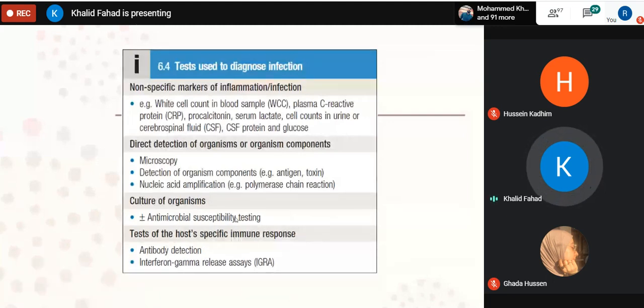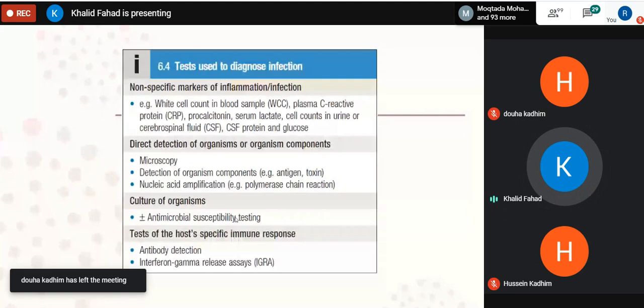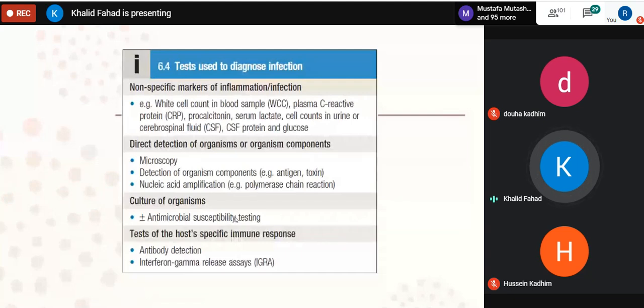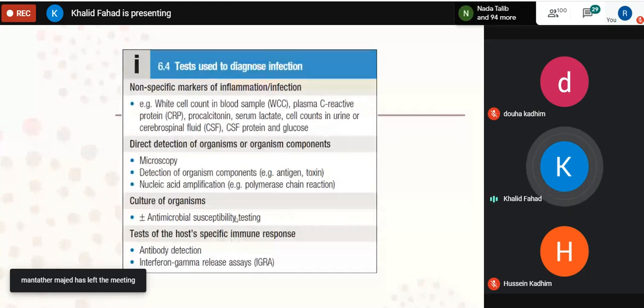The specific tests include direct detection of the organism by the methods described previously, for example, microscopic identification in a sample from the patient, or detection of the toxin, for example, in Clostridium difficile diarrhea, or using more sophisticated methods, for example, nucleic acid amplification tests using PCR. Nowadays, we use PCR for many viral or bacterial infections, for example, in HIV infection, or even in Mycobacterium tuberculosis. And in COVID-19 today, we use the nucleic acid amplification test. The famous one is PCR, polymerase chain reaction. Or we may use culture of the organism itself, and at the same time we use antimicrobial susceptibility testing.